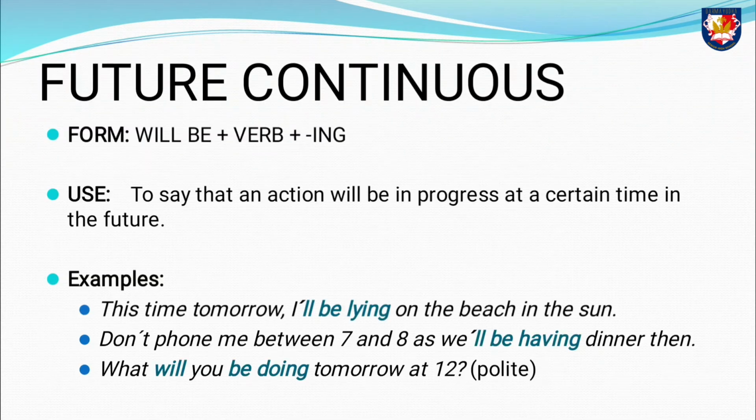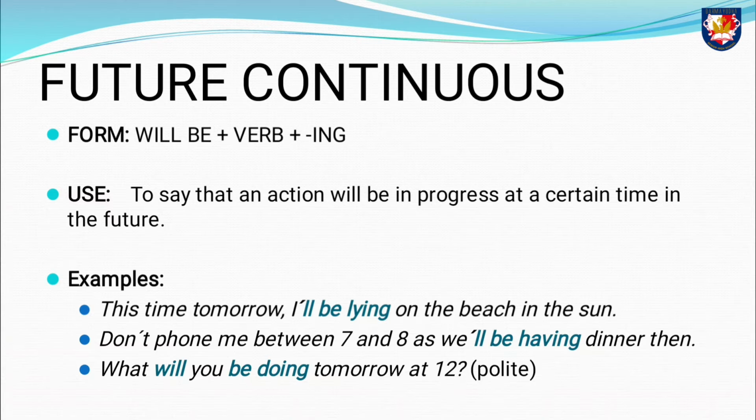Now, let's move to the second form of future tense. Number two, we have future continuous. The form is will be plus verb plus ing. The use of this form is to say that an action will be in progress at a certain time in the future.